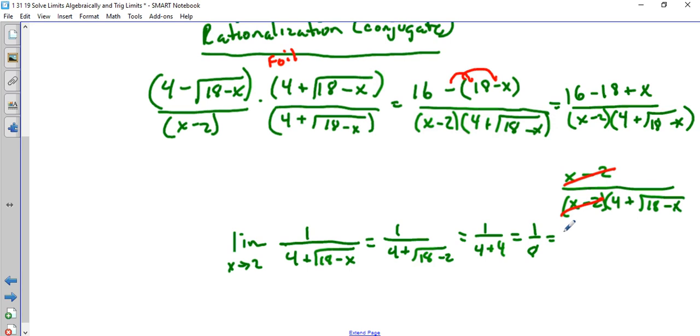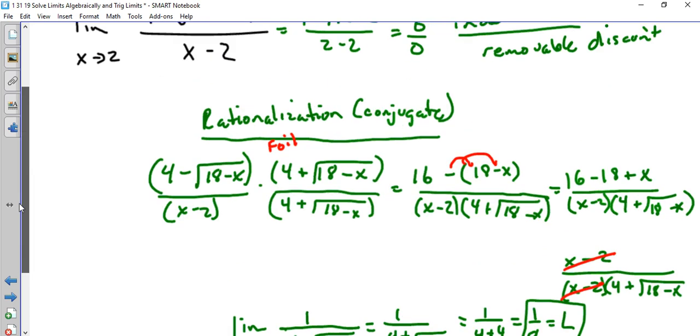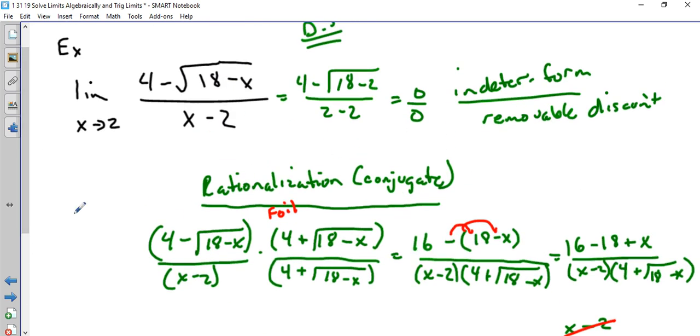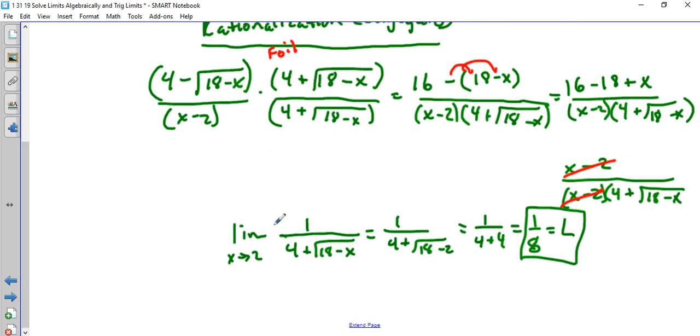And guess what, my friends? That is the limit of this function. 1/8. That is what it is approaching. And that's how you can solve it algebraically, using good old conjugate.